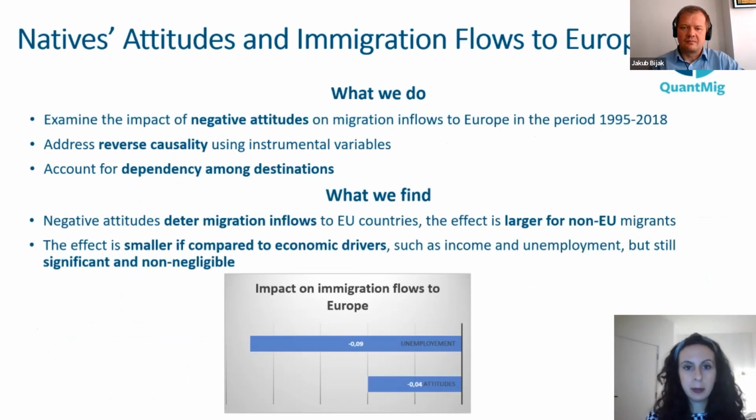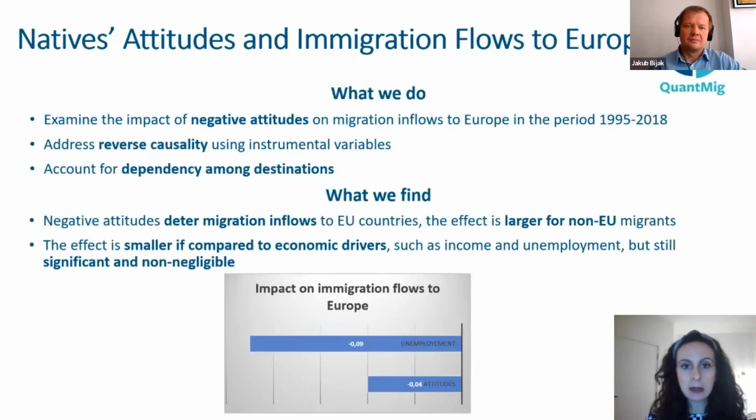Our second deliverable focuses on the impact of natives' negative attitudes on migration inflows to the EU countries. This is a very interesting issue to study, as in the last few years we saw a surge in anti-migration attitudes towards migrants, especially in Europe. Also, while many studies have focused rather on the determinants of natives' attitudes towards immigration, very little is known about the link between migration inflows and attitudes. This is especially due to some technical issues in establishing causality between the two.